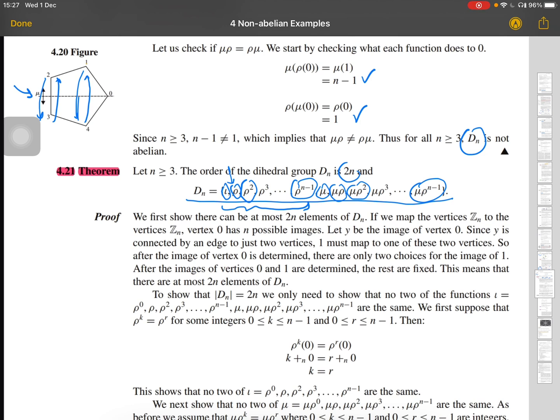What are the elements? The iota, rho, rho to the power of 2, to the power of 3, to the power of 4. Stop. We have the first 5. And then, what are the other 5? You multiply all these 5 that you get from the first ones with mu in front. With mu in front.